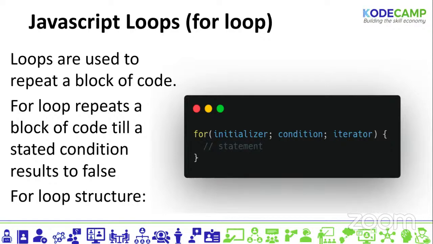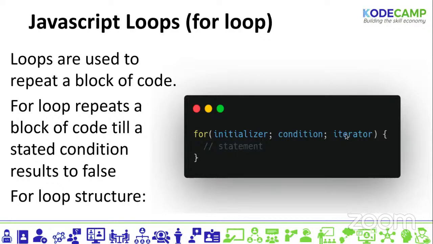A for loop repeats a block of code until a stated condition results to false. A basic loop structure looks like this. For an initializer: the initializer is where the loop starts. You can say it should start to loop from 1 to a particular number, so the initializer is where you put that 1 as where it should start from. Then this condition has to be true for this loop to continue running. Once this condition evaluates to false, this loop will not run again. It will break, it will stop.